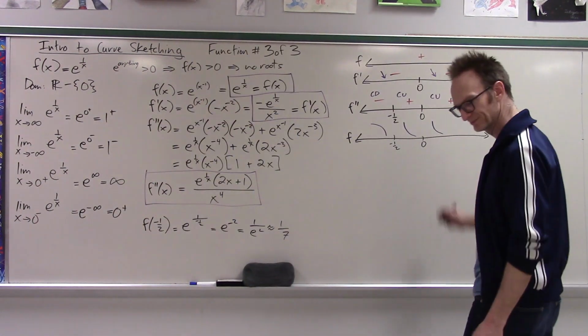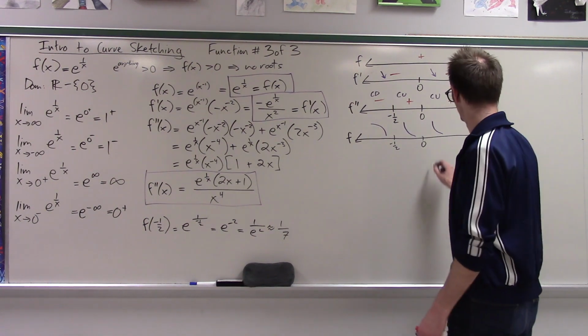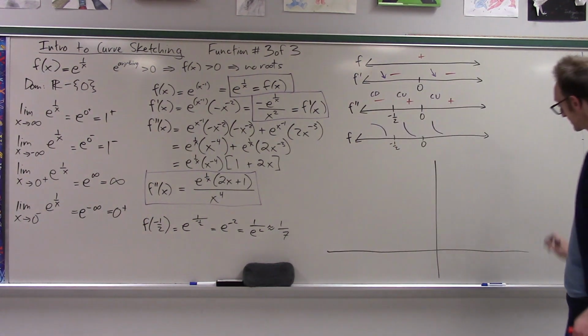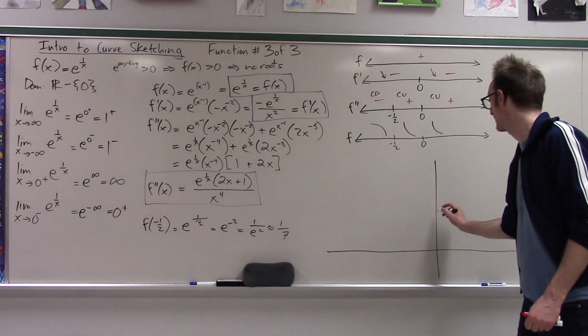Let's see, how to plan this out. Maybe we'll do something like this. The function's always positive, so we can just kind of plan it out like that. What do we know about this function? Well, there are no roots. Here's another thing that we know.